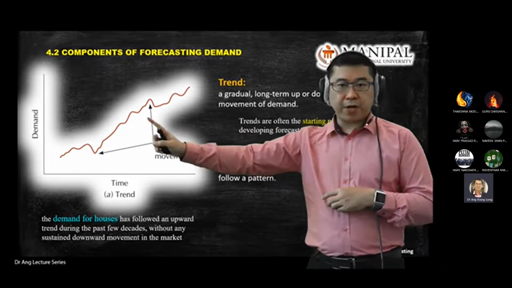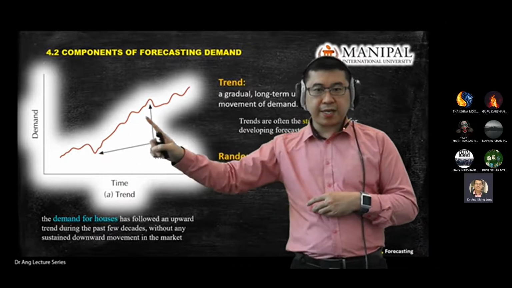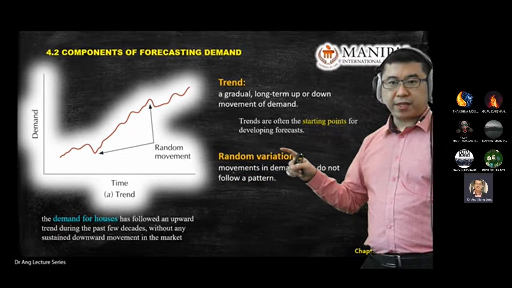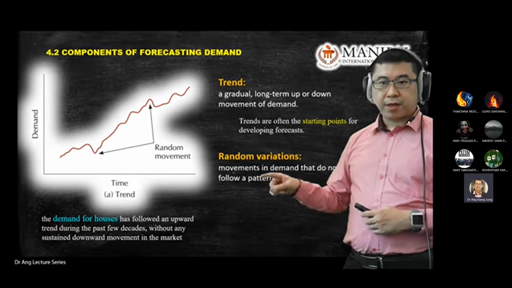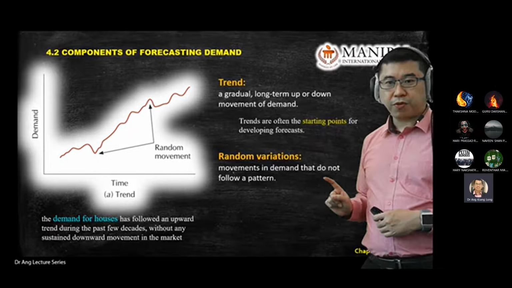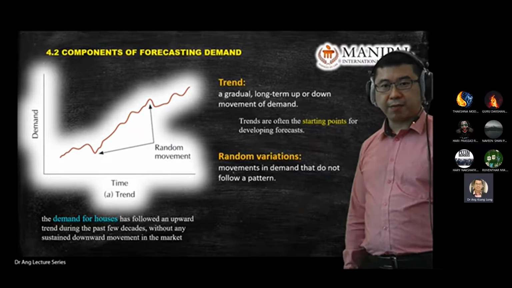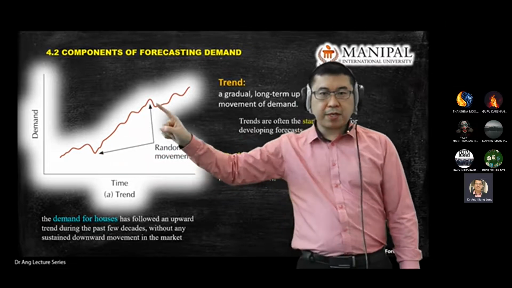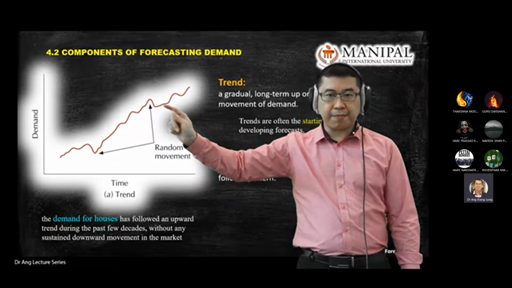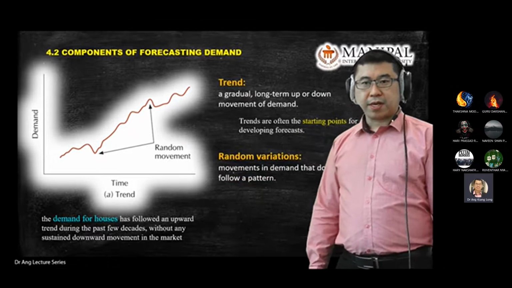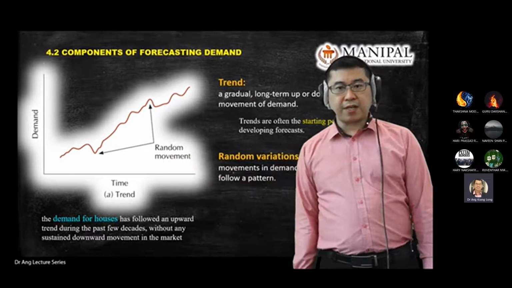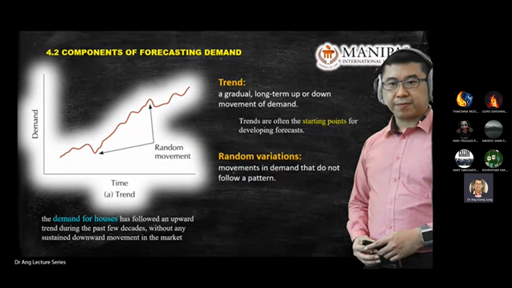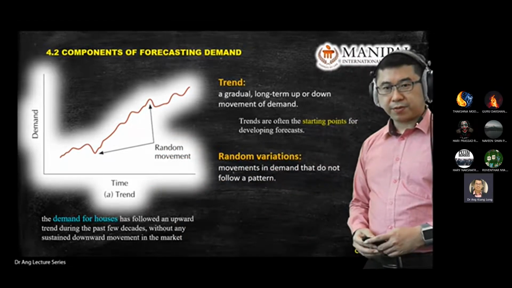You will see 2 points where it suddenly goes down and then goes back, and this one suddenly goes up and then goes back. This is called random variation. Random variation, they do not follow a certain pattern, meaning you don't know when this certain drop will happen. You don't know when this certain rise will happen. Okay, there's no pattern throughout the data that you have. Random variation.